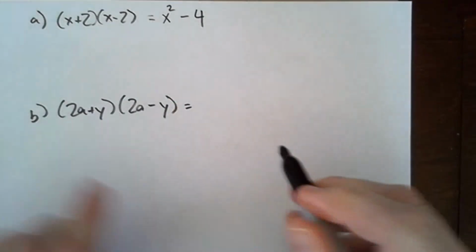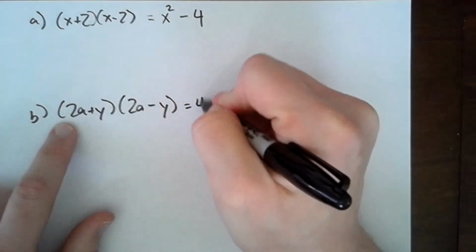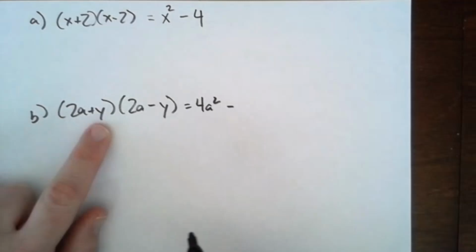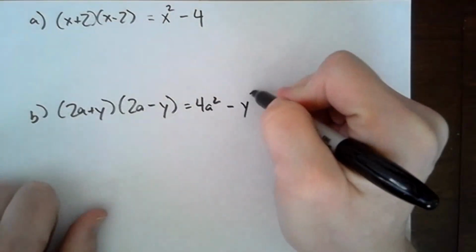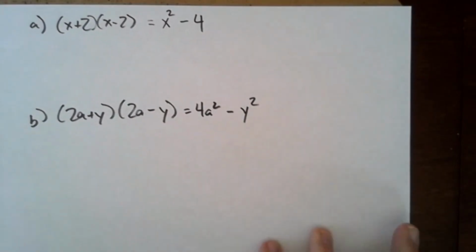Likewise, here we take the square of the first terms. 2a times 2a is 4a squared, minus the square of the last term, which is y squared. That's it for that one. Next up.